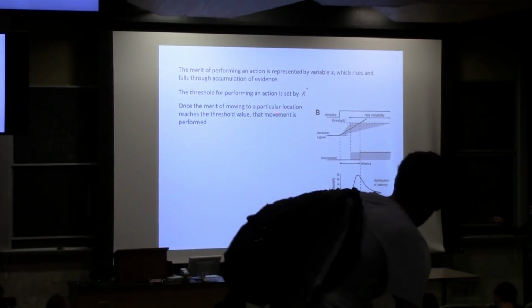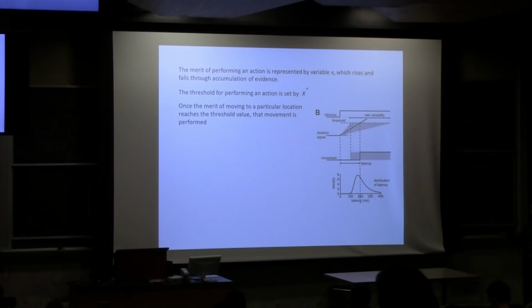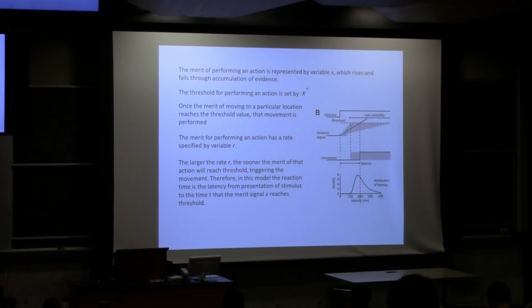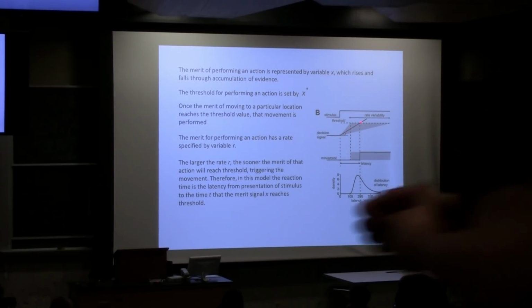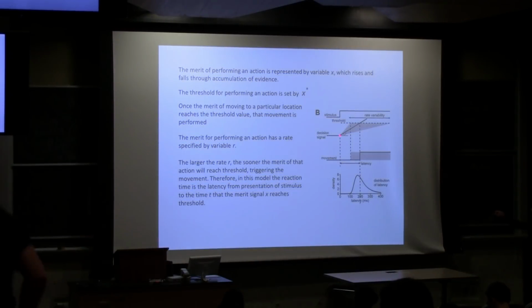Once the merit of moving to a particular location reaches the threshold value, that movement is performed. The merit of this action has a rate that's specified by R. And so the larger the rate, the sooner the merit of that action will reach threshold, triggering the movement. Therefore, in this model, the reaction time is the latency from presentation of the stimulus to the time t that the merit signal x reaches the threshold. So x is rising with some rate r until it reaches threshold x star. The time it takes to get there is the reaction time.